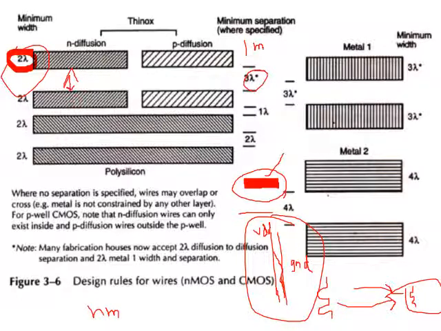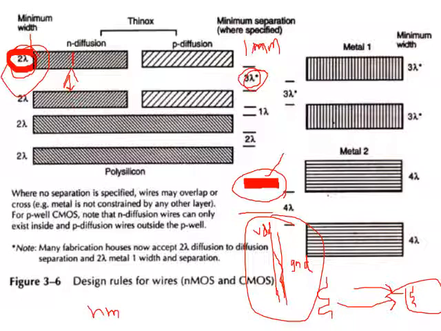one standard, or 1 micrometer, then this distance should be 3 micrometers, because 1 lambda is 1 micrometer, 3 lambda indicates it is 3 micrometers. So in drawing the layout, I should maintain a minimum distance of 3 micrometers between p diffusion to p diffusion, and the minimum thickness of this diffusion region or diffusion layer should be 2 lambda. It can be more than that.